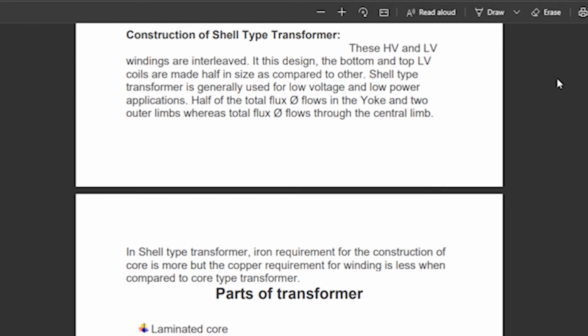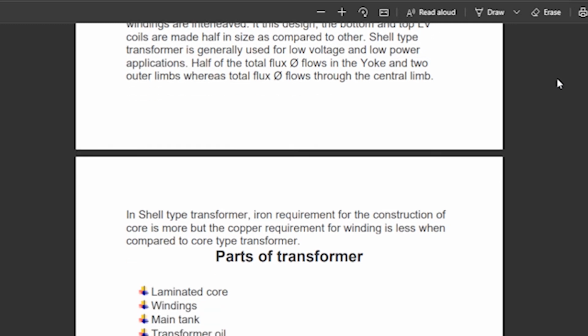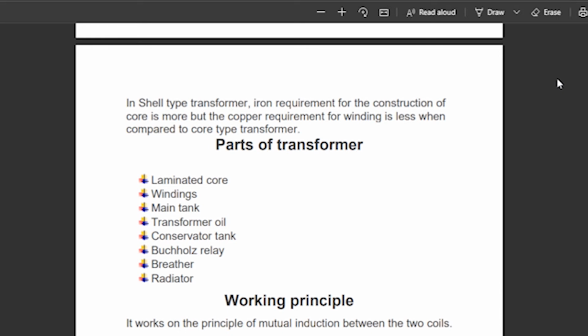Construction of shell type transformer. These HV and LV windings are interleaved. The bottom and the top LV coils are made half in size as compared to the others. Shell type transformer is generally used for low voltage and low power applications. Half of the total flux flows in the yoke on two outer limbs, whereas the total flux flows through the central limb. In shell type transformer, the requirement for the construction of core is more, but the copper requirement for winding is less when compared to core type transformers.